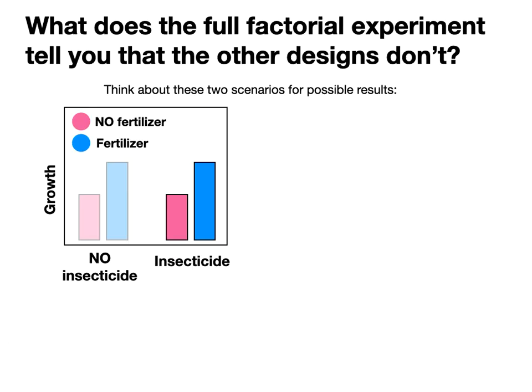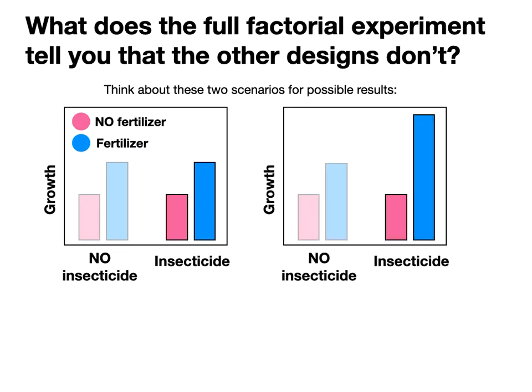So what does the full factorial experiment tell you that the other two designs wouldn't? Well, think about these scenarios that I'm going to show you for possible results, possible data we could get from the experiment. Okay, so on the left, we've got one particular data scenario, and then on the right, we've got another scenario. So the colors are used to represent the different treatment groups similar to the previous slide. So what would the conclusion be in these two cases? And is this something that the full factorial experiment can tell you about that the other designs don't?